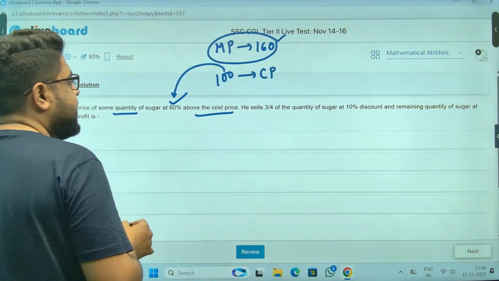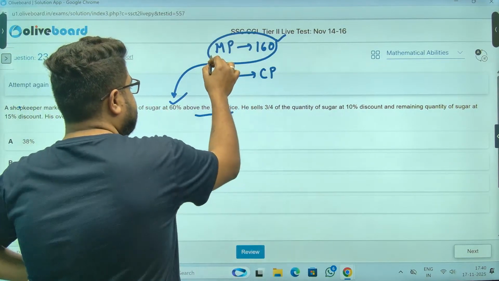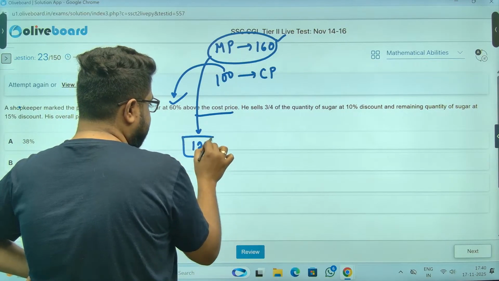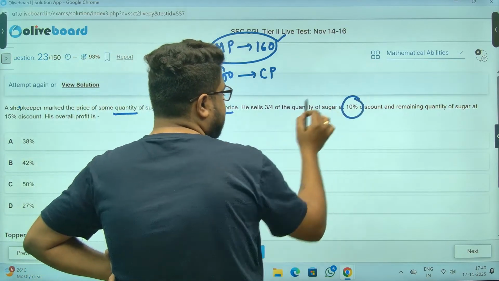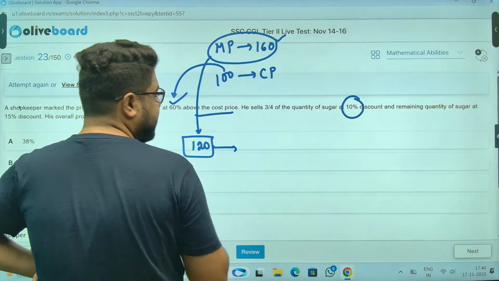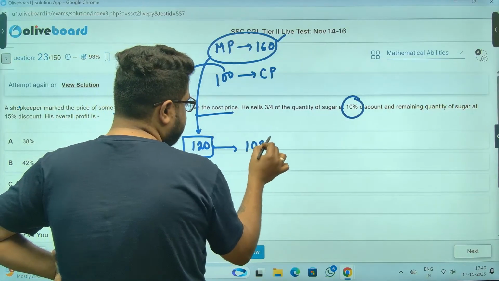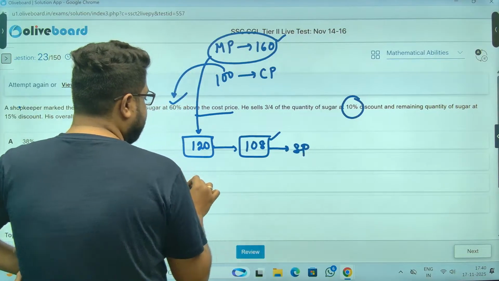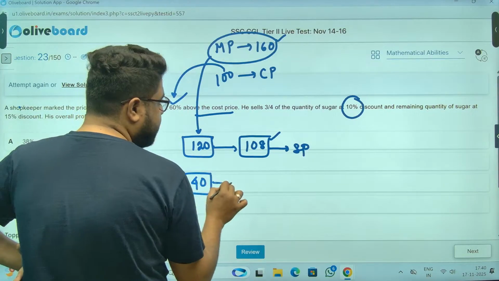Right? Sells 3/4, 3/4 of this. Sir, 1/4 is 40, 3/4 is 120. 120 rupees, 10% discount. 10% discount means a 12 rupees discount, meaning 108 rupees. This is SP, sir. So the remaining will be 40 rupees worth of product.